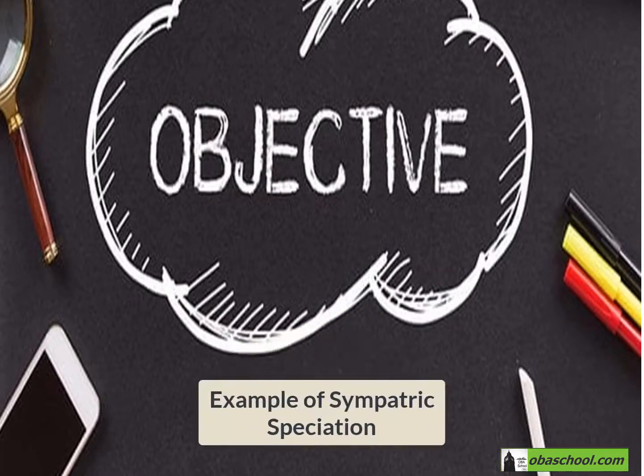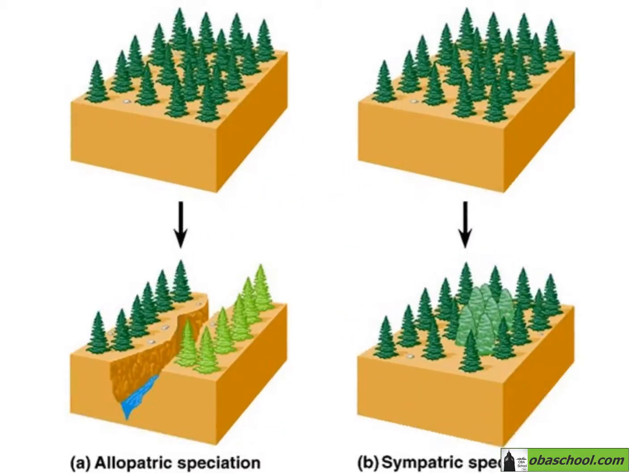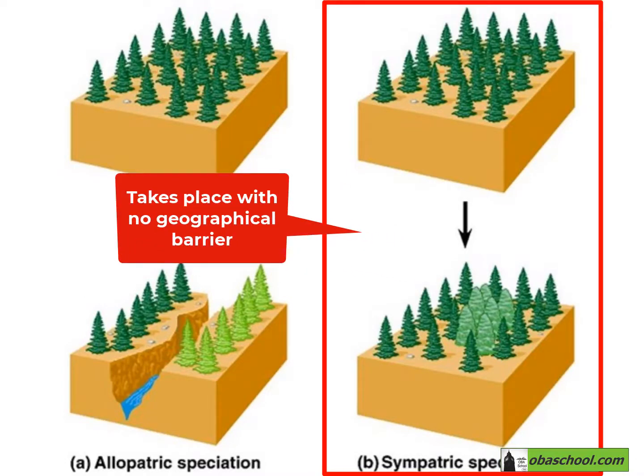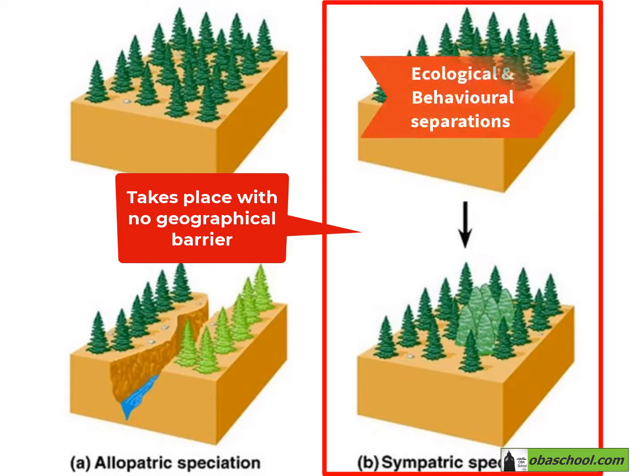Now let's take an example of sympatric speciation. We agreed that sympatric speciation takes place with no geographical barrier, but it includes ecological or behavioral separation.